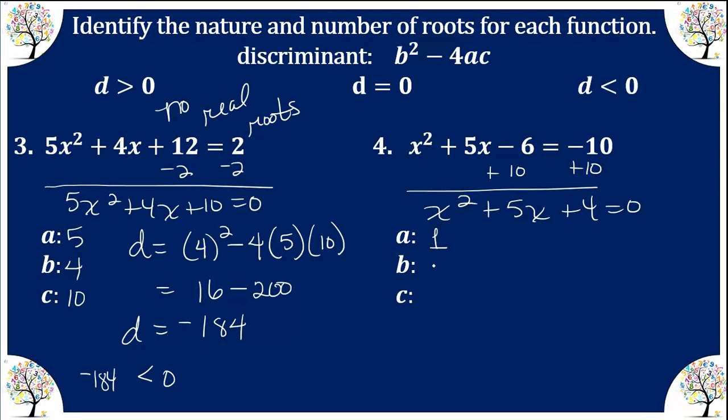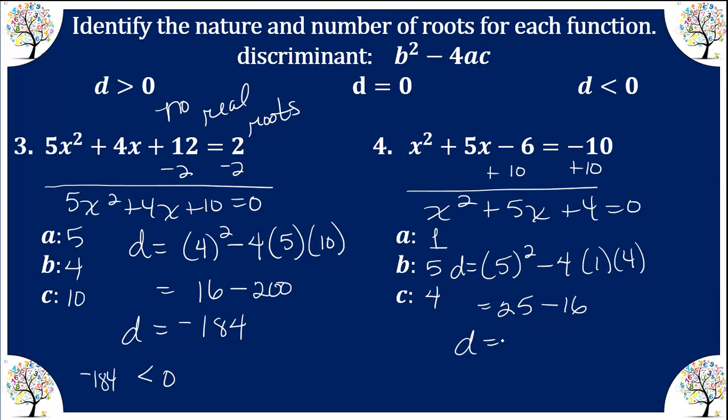a is 1, b is 5, and c is 4. d equals b squared minus 4 times a times c. Square your b, identify the operator, and d is going to equal a positive 9. So 9 is more than 0, so we have 2 real roots.